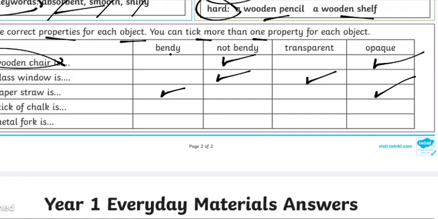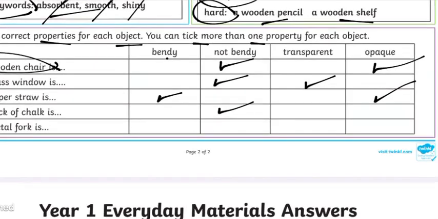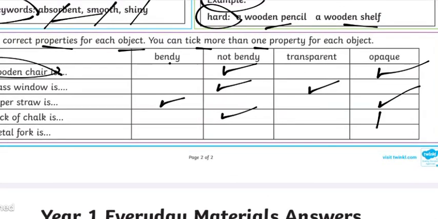A stick of chalk, bendy or not bendy? Chalk means stick of chalk. Bendy or not bendy? Not bendy. So transparent or opaque? Opaque.